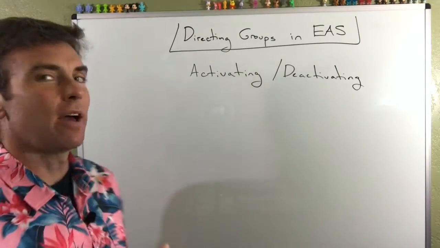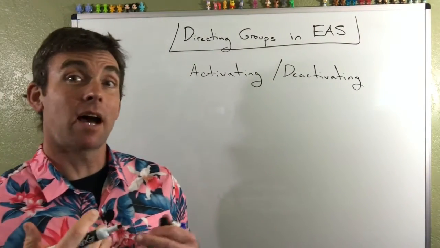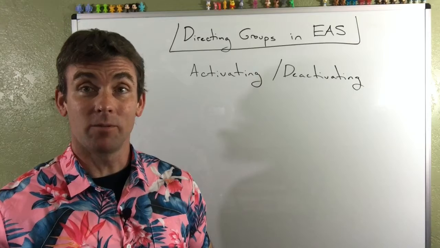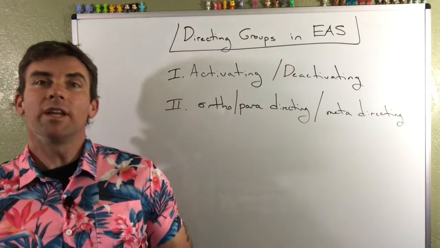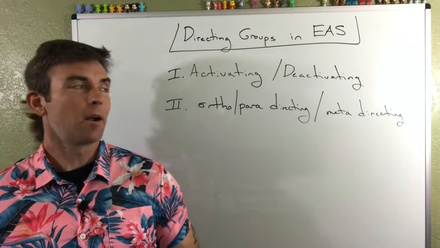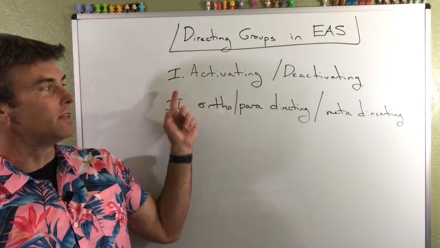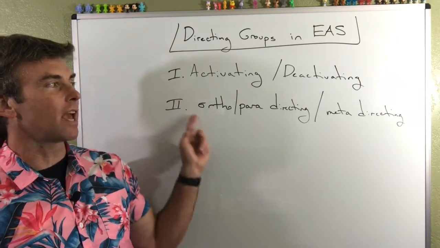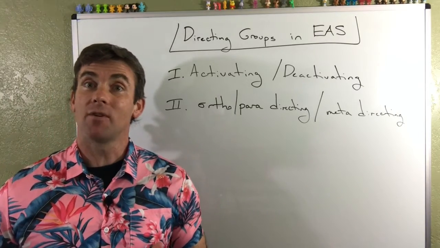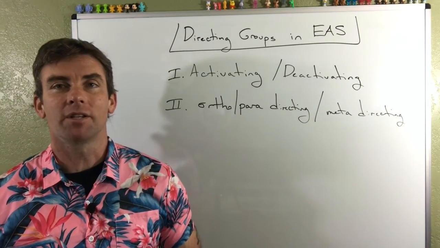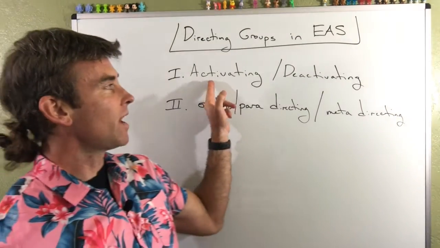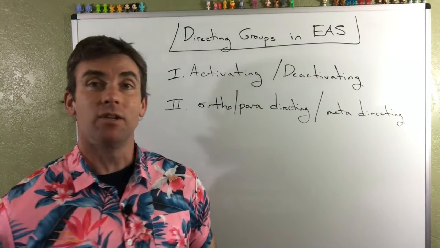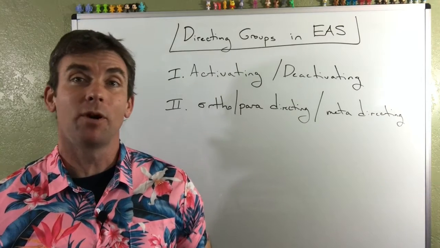You also have a choice in terms of being either an ortho-para director, which we'll talk about in just a second, or a meta-director. So anytime you see a substituent on an aromatic ring, your job is going to be to determine both of these categories before you answer any kind of predict-the-product question or do any kind of synthesis.